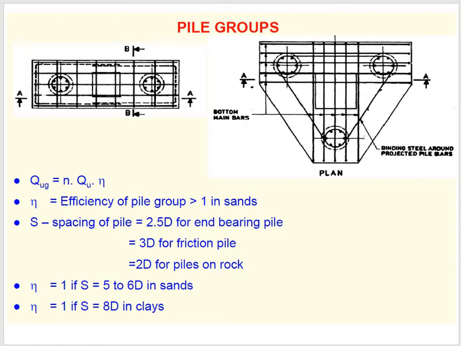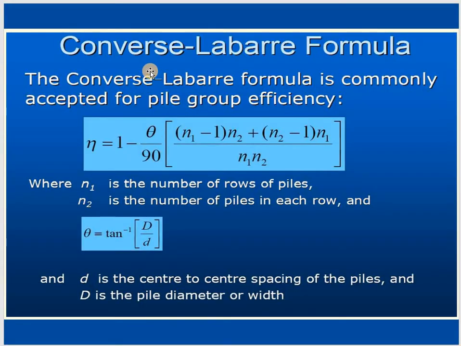And also to find the efficiency, you have another equation given by the Converse-Labarre formula. It is given by eta equals 1 minus theta by 90 into [(n1 minus 1) n2 plus (n2 minus 1) n1] divided by n1 n2, where n1 is the number of rows of the piles and n2 is the number of piles in each row, and theta is equal to tan inverse of capital D by small d, where small d is the center to center spacing of the piles and capital D is the pile diameter or width.